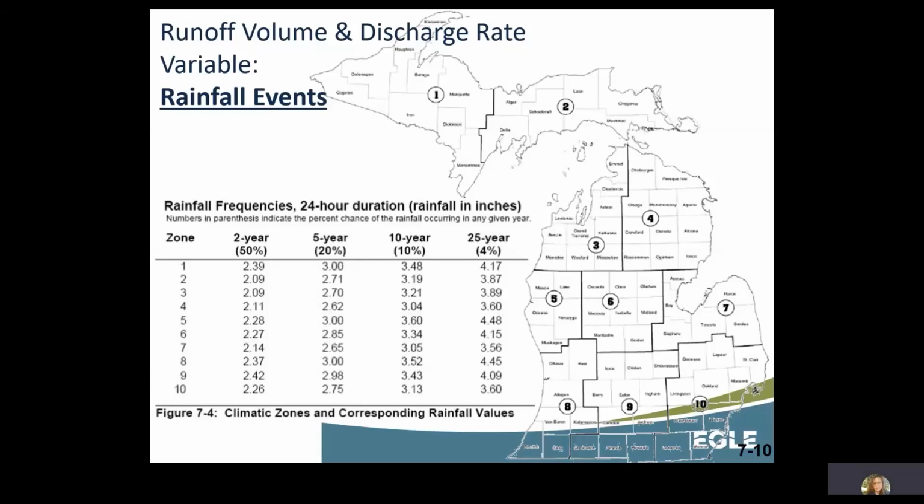A 5-year rainfall, for example, is a rainfall that is expected to occur on an average of once every 5 years, or has a 20% chance of occurring in any given year. Similarly, a 25-year rainfall is a rainfall that is expected to occur on an average of once every 25 years, or has a 4% chance of occurring in any given year.